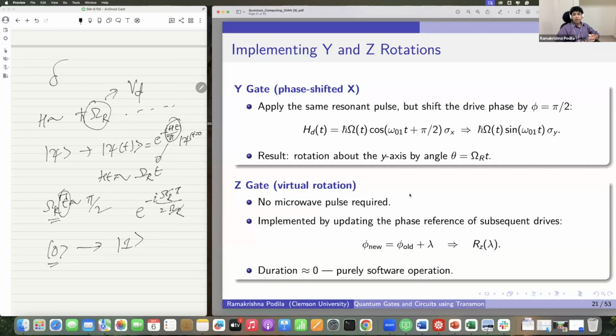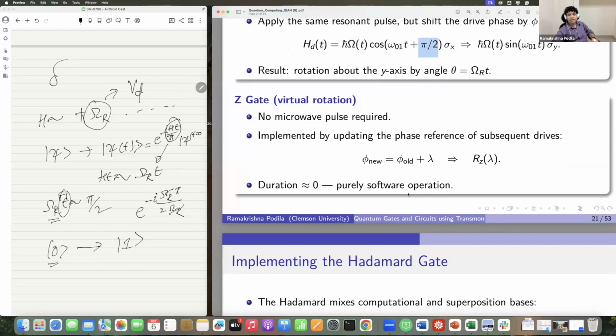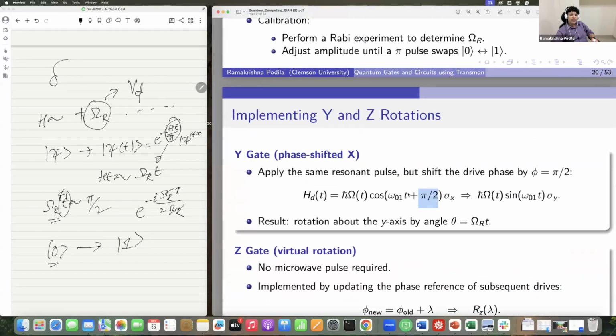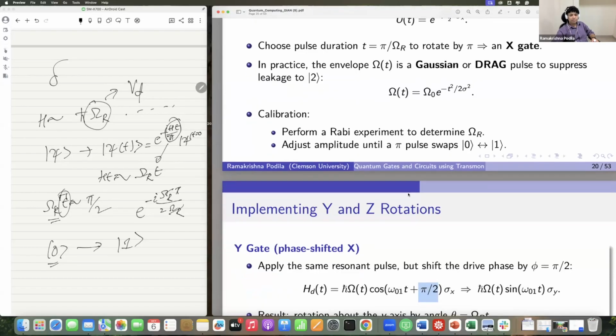So similarly, what we could do is we can apply some resonant pulse, but shift the phase by pi by 2. If you do that, then basically you have an extra phase coming in here, pi by 2. That is like rotating around the y-axis by angle theta. And if you don't do any rotation at all, then that is called the Z gate. So these are some simple single qubit gates where you can go from one state to another state, right?